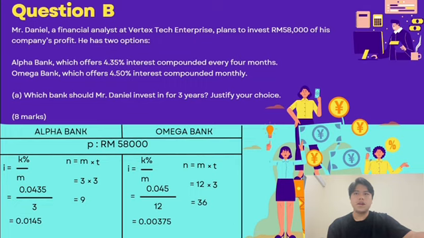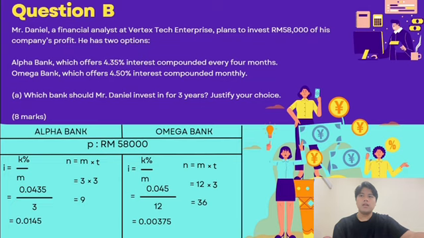Next, you must find I and N for Omega Bank. First, K is 0.045. M is 12 because it compounded monthly for Omega Bank. And you will get I of 0.00375. And N is 12 times 3, so you will get 36.